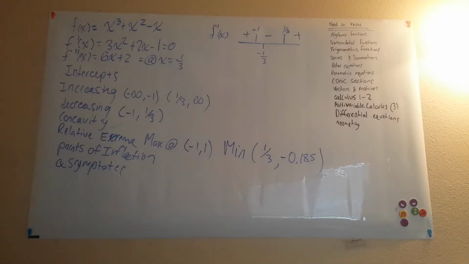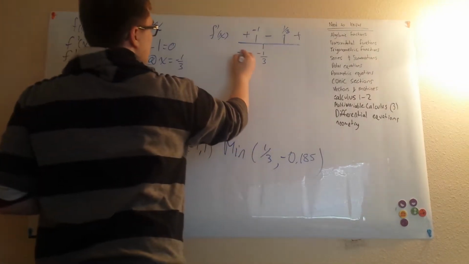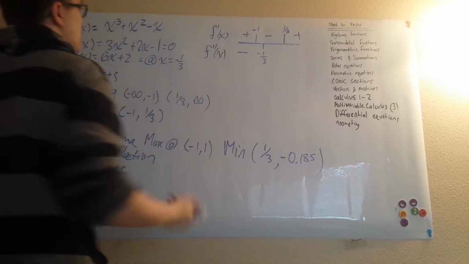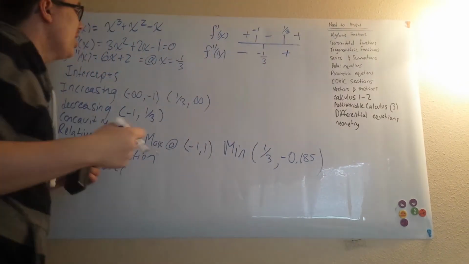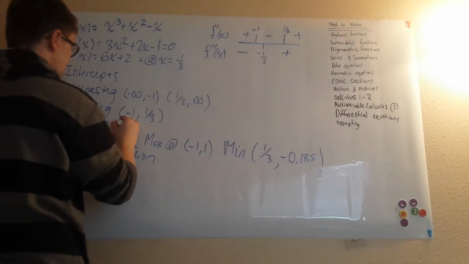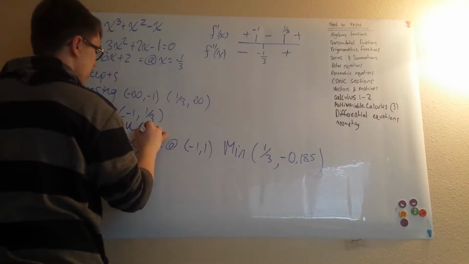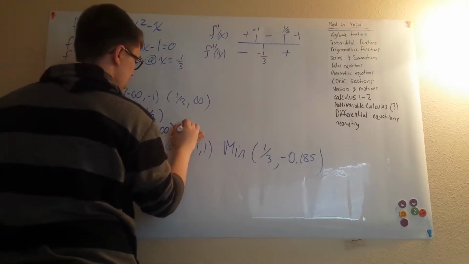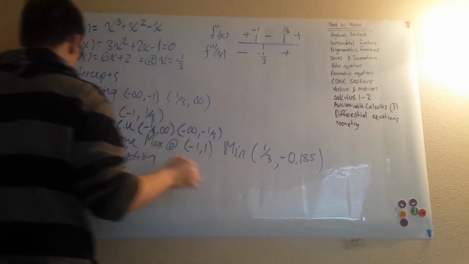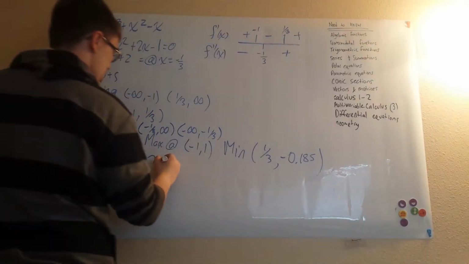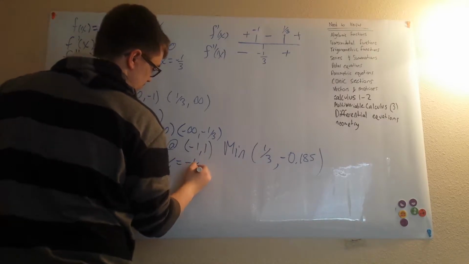Okay, so let's do that. Let's plug in something like -1 into the second derivative. If we do that, we get a negative. Let's plug in 0 into our second derivative. We get a positive. Wait, we changed concavity. So we're concave up from -1/3 to infinity, and we're concave down from -infinity to -1/3. And we have a point of inflection at x equals -1/3.